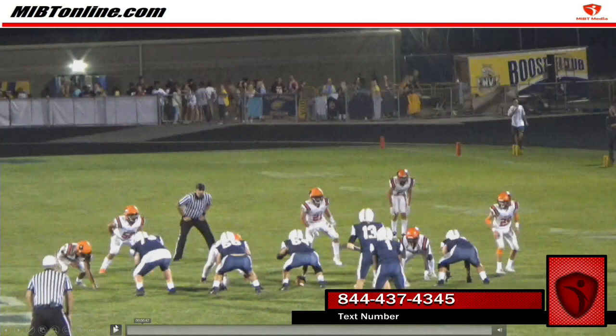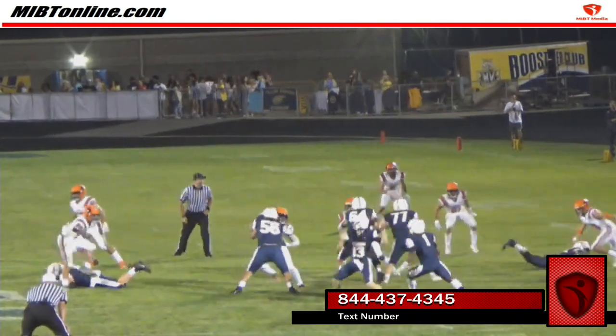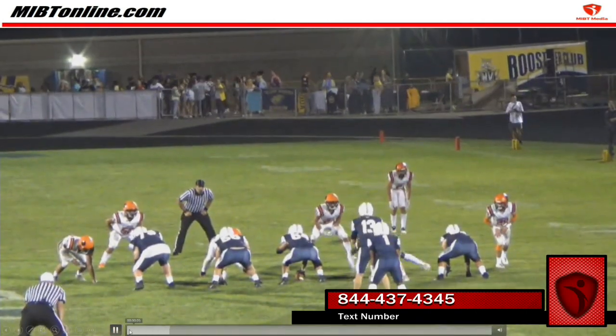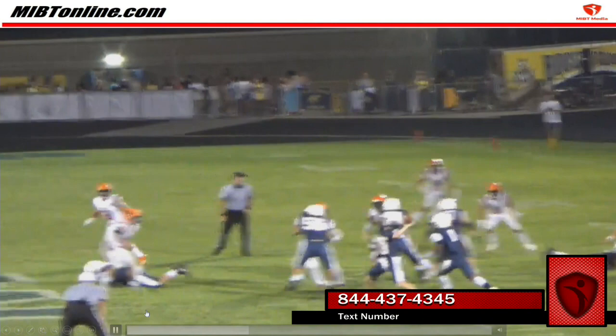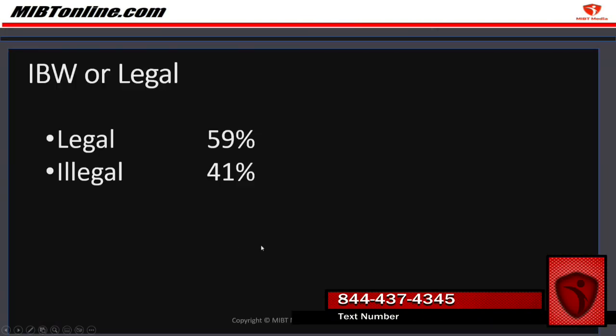Going to pull up our play of the week from last week. If you remember, it was down at the bottom. We're looking at the tackles. So I'm going to play it again. We're looking at the left and the right tackle. And the question was illegal block below the waist or legal. So legal came up the winner at 59%, compared to illegal at 41%.